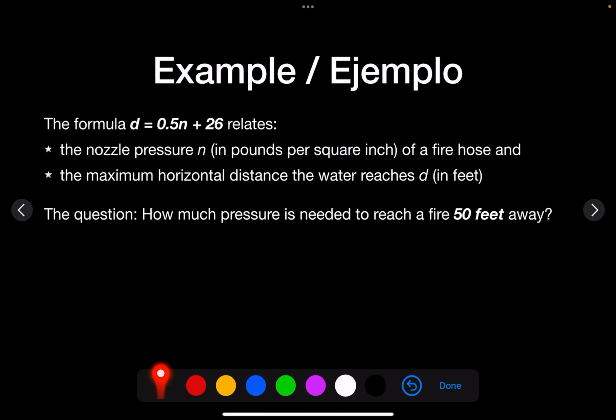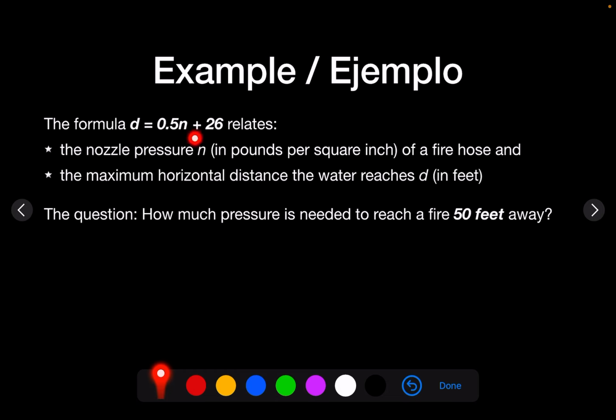So in this example, we're going to use this given formula that relates the nozzle pressure N in pounds per square inch of a fire hose and the maximum horizontal distance the water reaches, D in feet. And so our question is, how much pressure is needed to reach a fire 50 feet away?